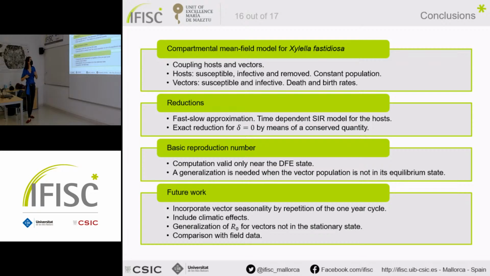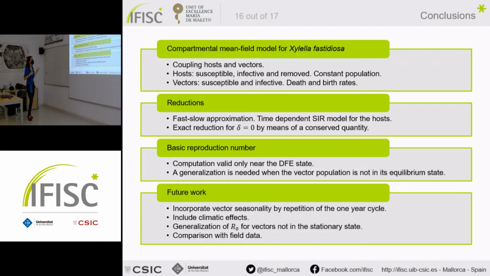Next, we've computed the basic reproduction number via the linear methods, and we've seen the validity near the disease-free state, and we have also seen that the generalization of this method is needed when the vector population is not in its equilibrium state at the beginning of the dynamics.